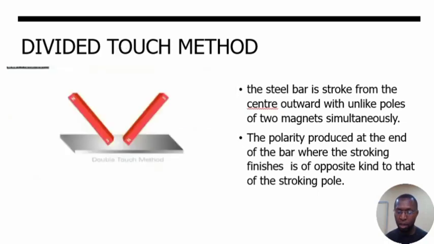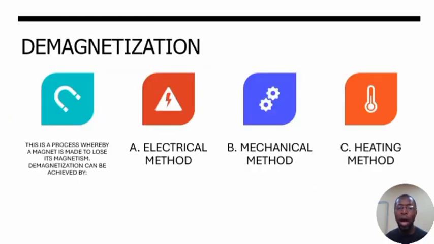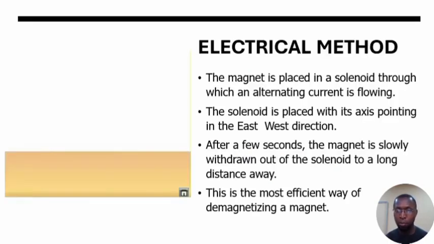Alright, having said that, let's talk about how to also demagnetize a magnet. We just talked about how to make a magnet. You can also choose to demagnetize this magnet. Demagnetization is a process whereby a magnet is made to lose its magnetism, and it can be achieved through the electrical method, mechanical method, and heating method. So let's consider the electrical method first.